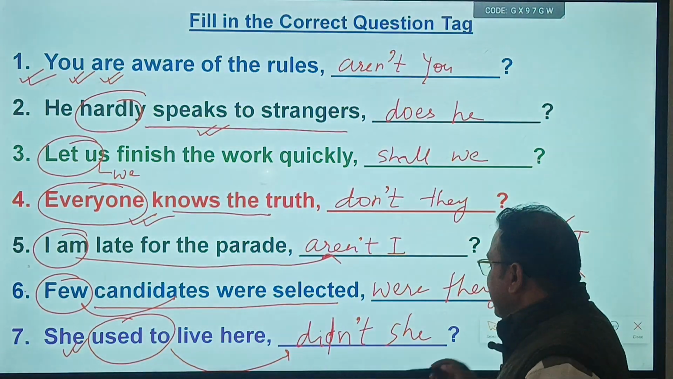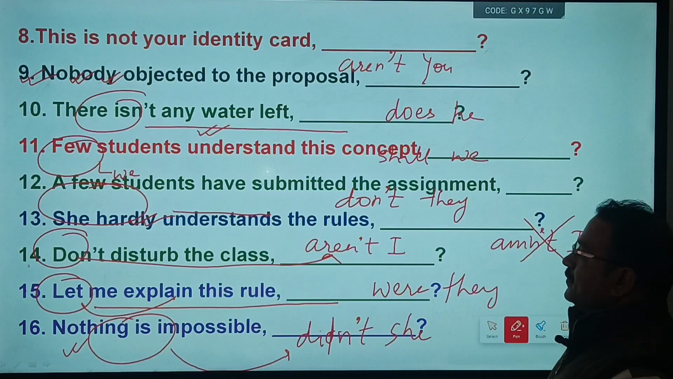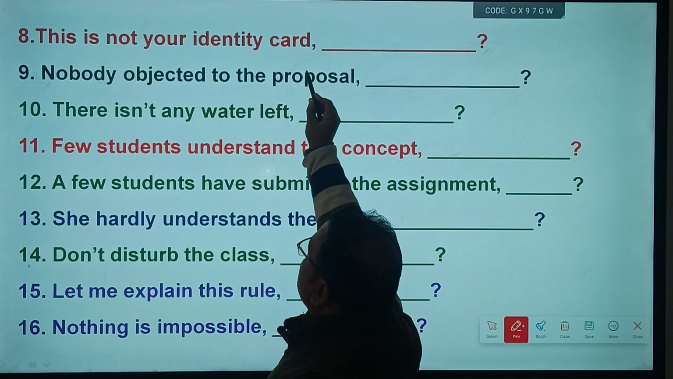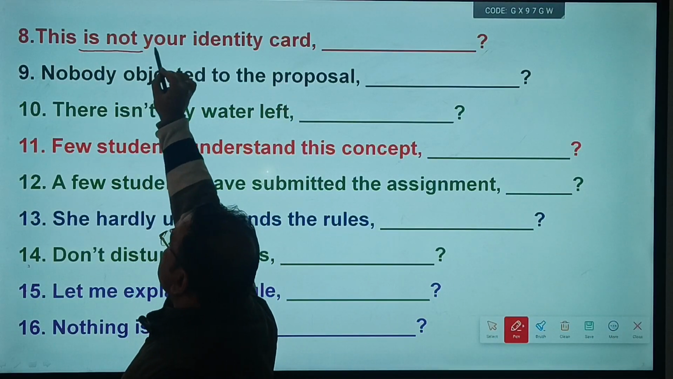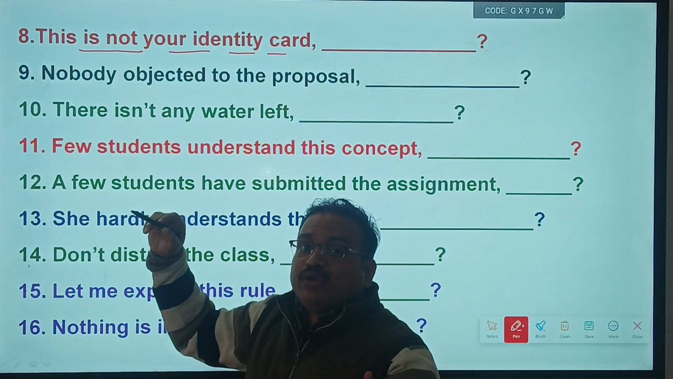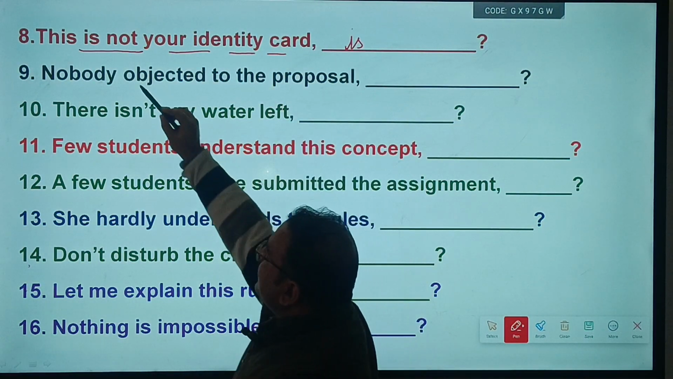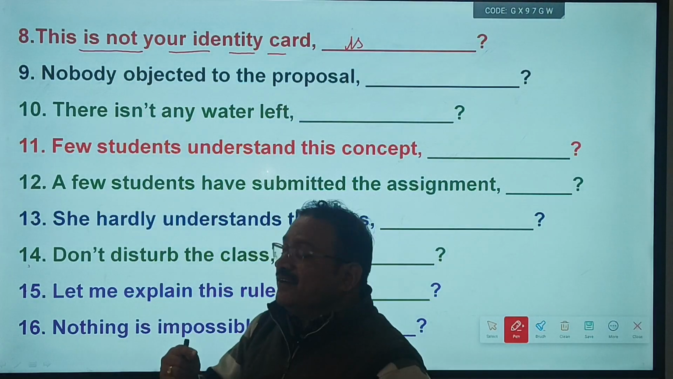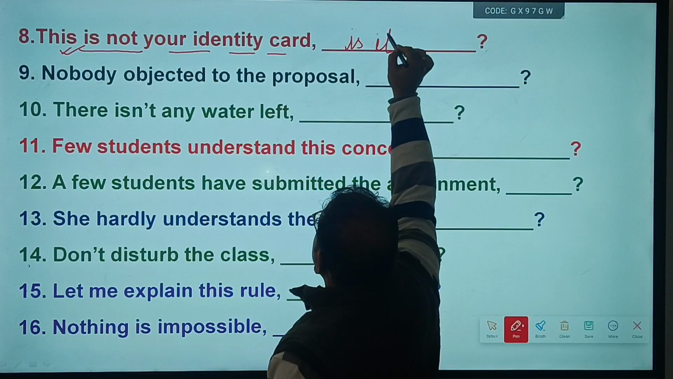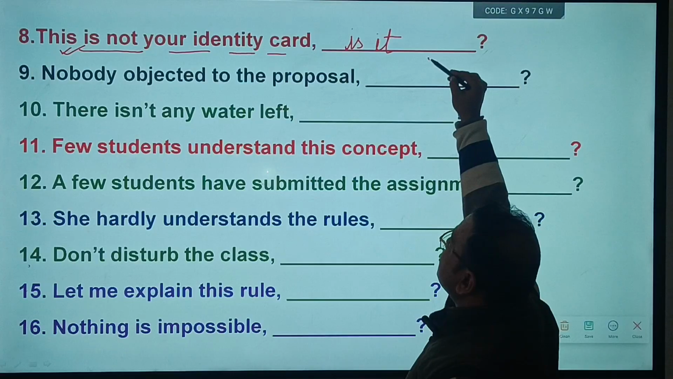Now let's move to the next one. This is not your identity card. This is what? This is not. Negative. What is polarity here? Negative. So it will be positive. Is. Because helping verb is here. Now this is changed into what? It. This is changed into it in question tag. So this is not your identity card, is it?